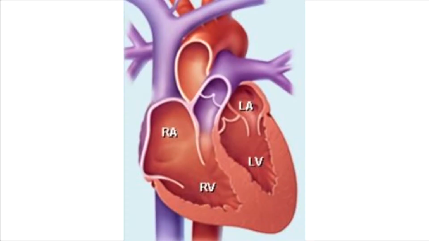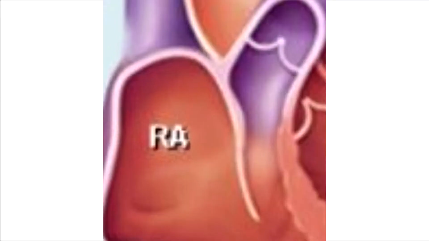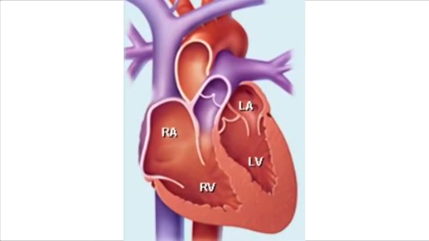First we have to talk about the four chambers of the heart: right atrium, right ventricle, left atrium and left ventricle. Remember, there are openings between the right atrium and right ventricle, and between the left atrium and the left ventricle. These are called valves.